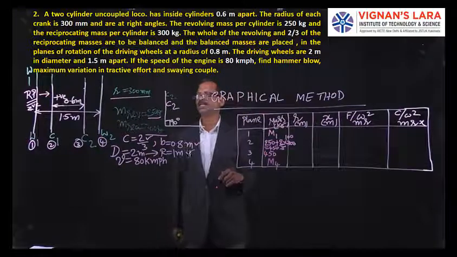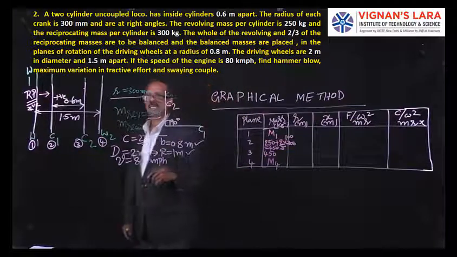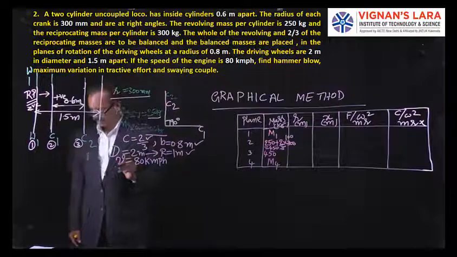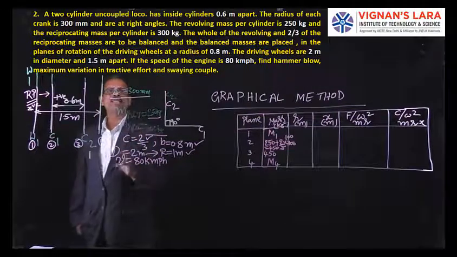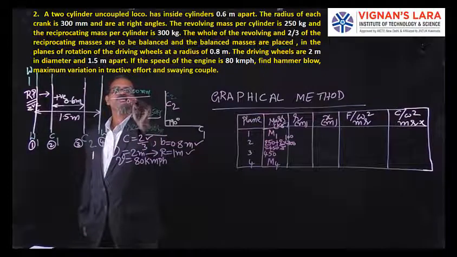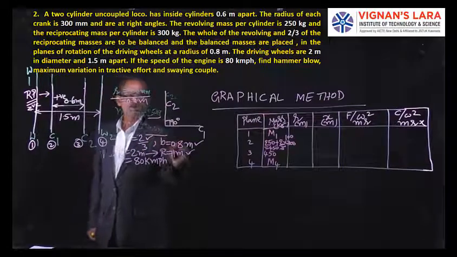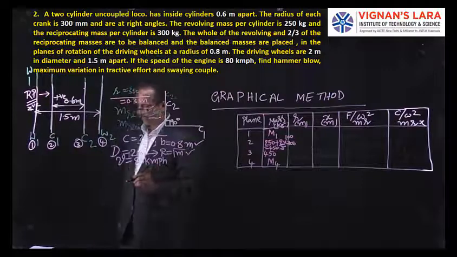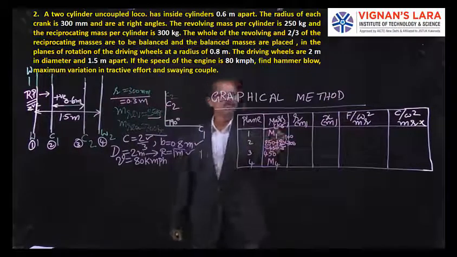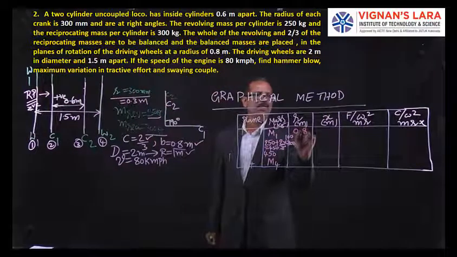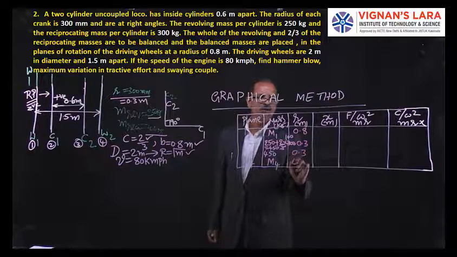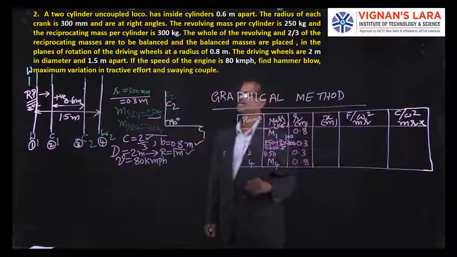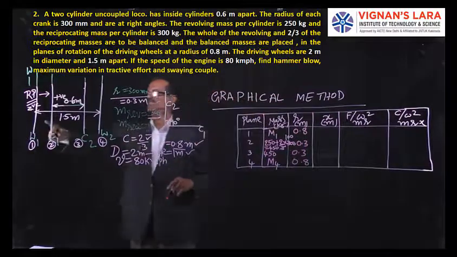Then radius. What is the radius he has given? The cylinders are with a radius of 0.3 meters. And the mass has to be kept at what radius? 0.8 meters. So the first wheel radius 0.8, the second mass radius 0.3, third mass 0.3, fourth mass 0.8. Then the reference plane, I take this one.